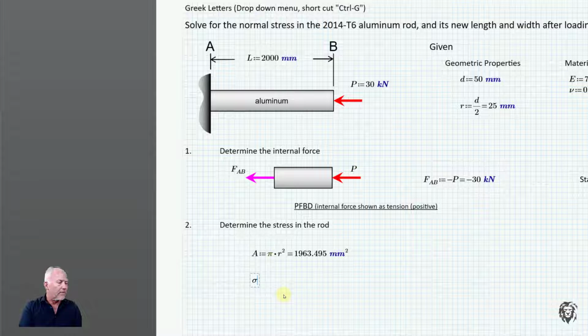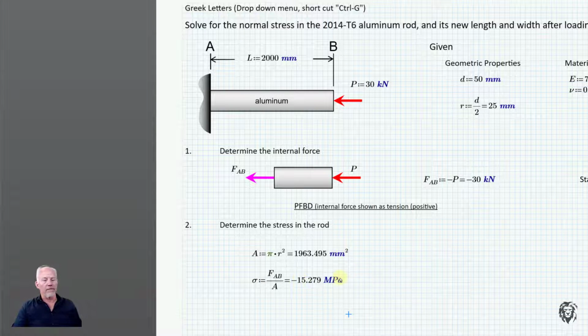And so now I'm going to define that using my colon, and we're going to use our F subscript AB divided by A, and I can set it to equals, and we get an answer back in pascals, but it'll be more useful if we make that megapascals. And so we have negative 15.279 megapascals.